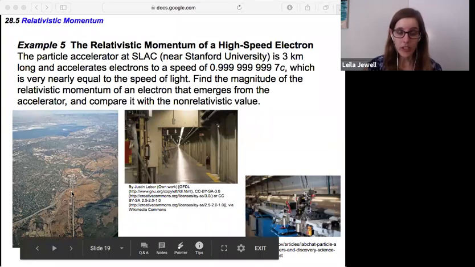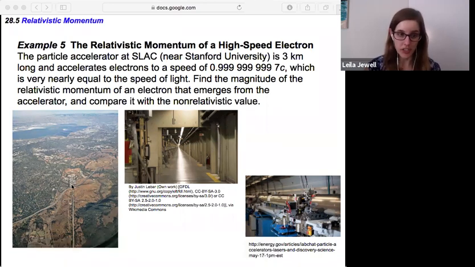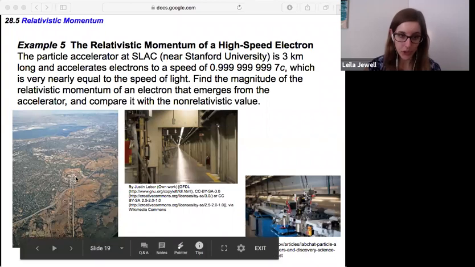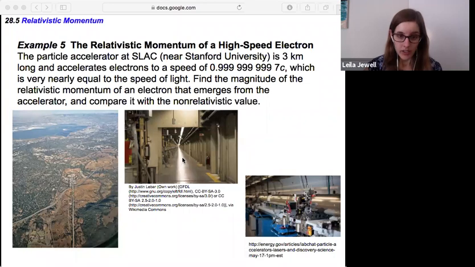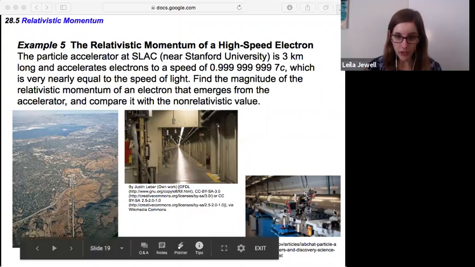So first, an aside, this accelerator is a real thing. You can drive over it. If you drive up 280 North, you briefly pass over it and you just see this long building that stretches out on either side of the highway. So it's very long and straight. There are a couple other pictures here where there's this beam that's contained inside.